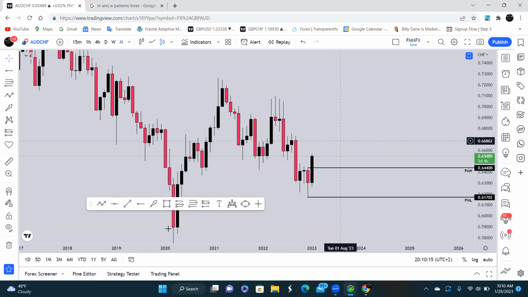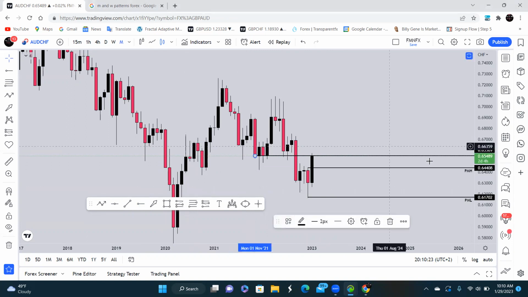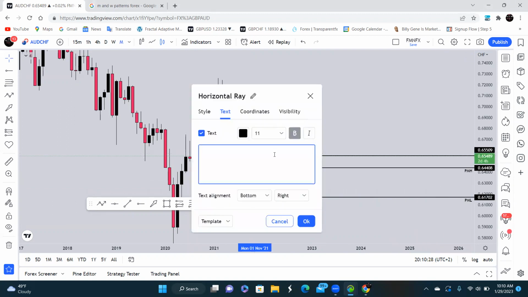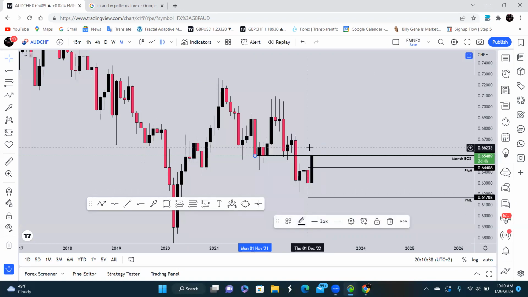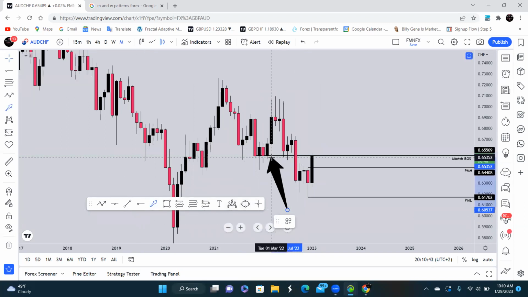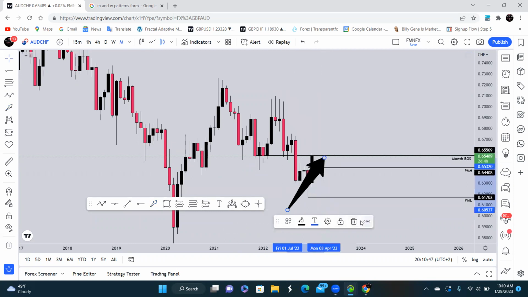Next step. BOS, perfect. And we can see that clear as day. This is clean. We're already there. This is what month BOS. Okay. Month break of structure. This is clean. Very clean. What was once support got broken, is now acting as resistance, which makes sense.